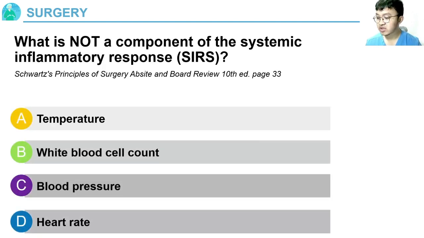Next, what is not a component of the systemic inflammatory response? Is it letter A, temperature, B, white blood cell count, C, blood pressure, or D, heart rate? Okay. So not a component of the systemic inflammatory response: you have temperature, white blood cell count, blood pressure, heart rate. The correct answer for this one is blood pressure, because as we've discussed in a refresher lecture, walang BP si sir. So no BP for SIRS.